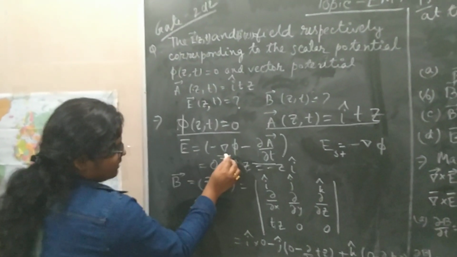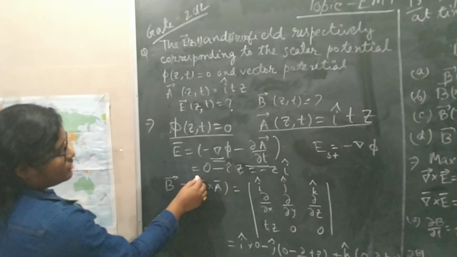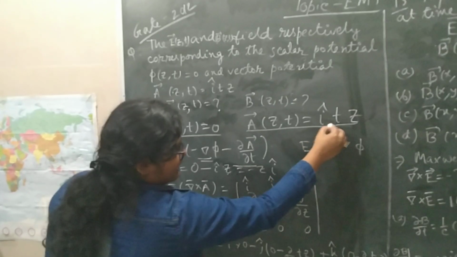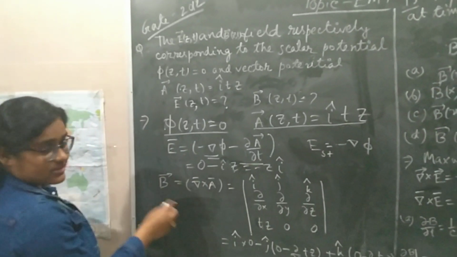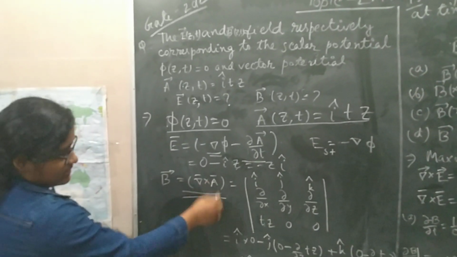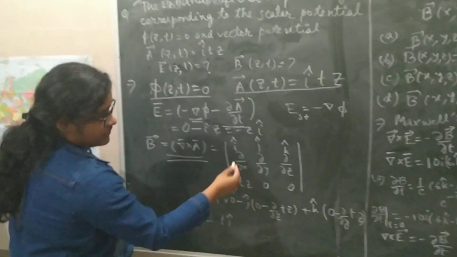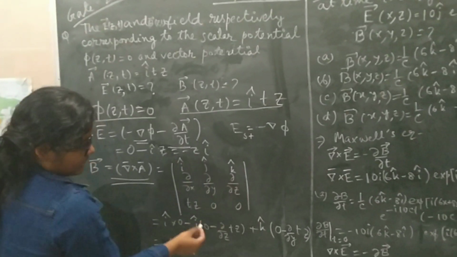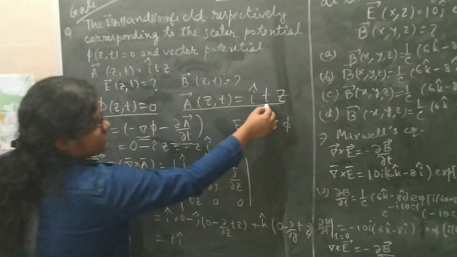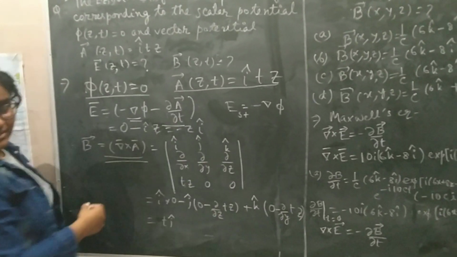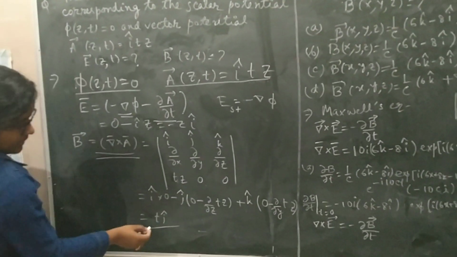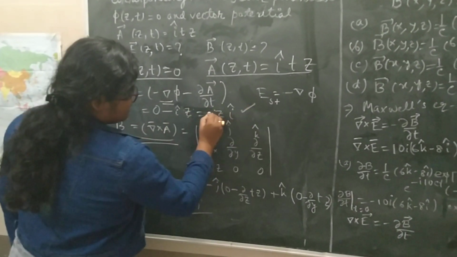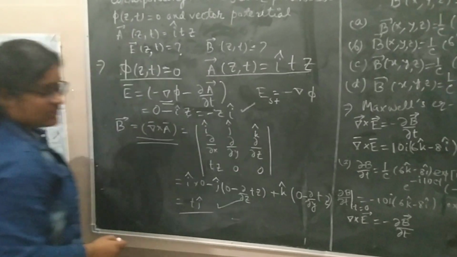Now find the value of grad phi. Grad phi is 0. Find the value of del A by del t. It will be i cap into z, and B is the curl of A. Find the curl of A: the determinant of i cap, j cap, k cap, del x, del y, del z. The i component is t into z, and the other components are 0. Solving it, the result is t into j cap. So the electric field is minus z into i cap and the magnetic field is t into j cap.